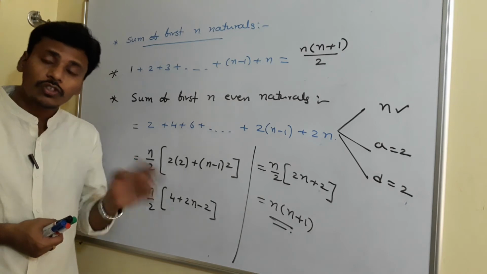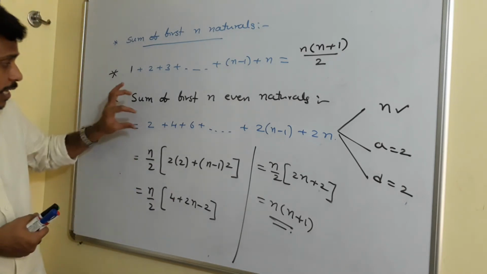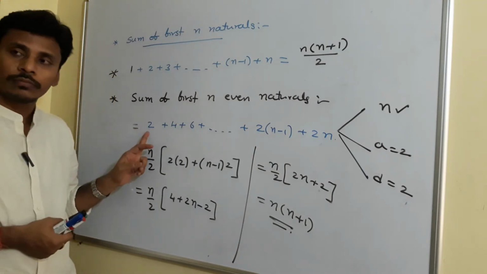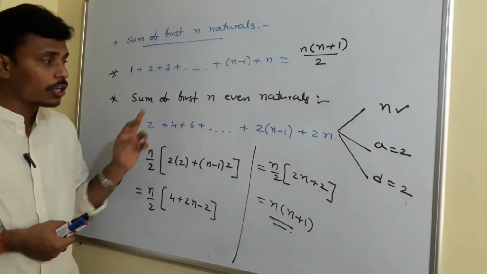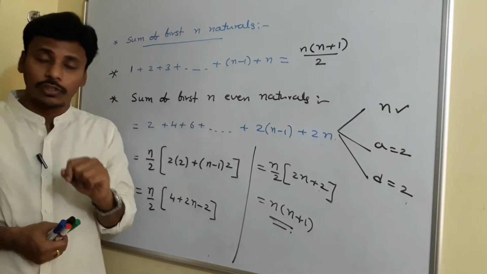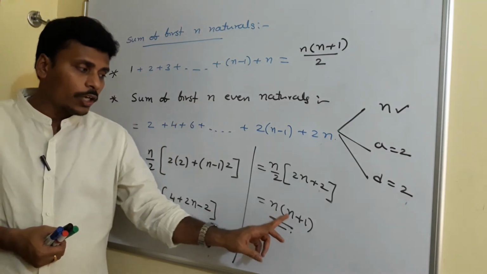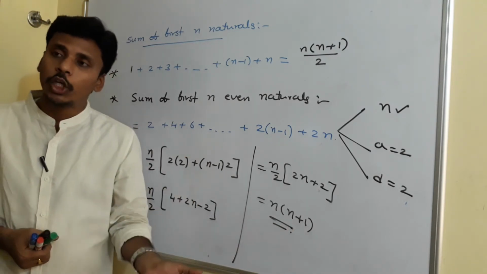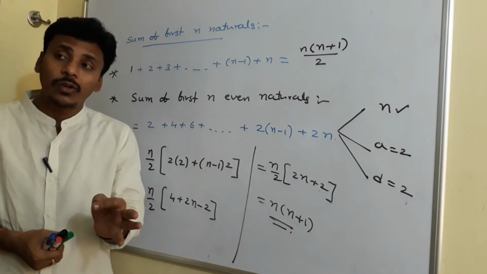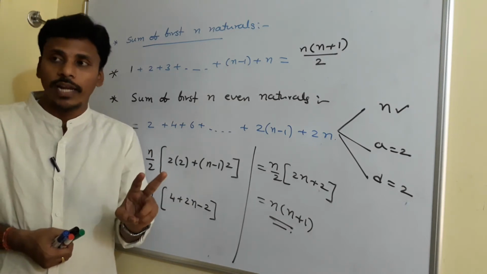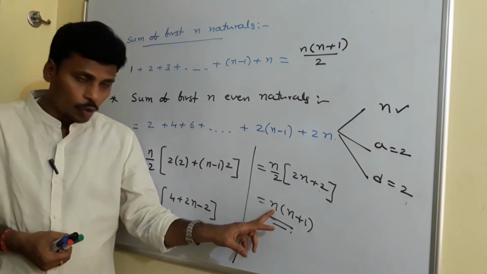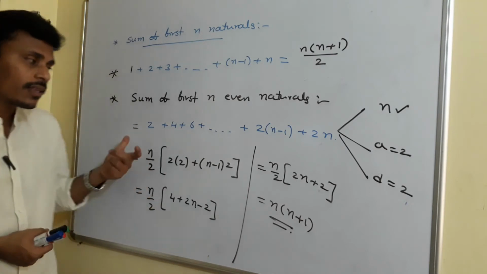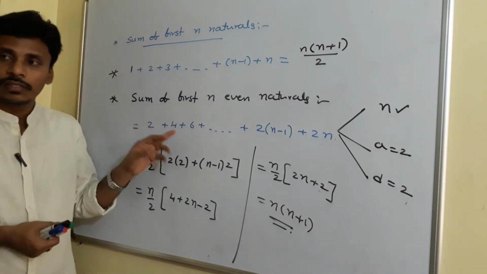As a check, you just go with the trial and error method. For example, if you have only one even natural, what is that one even natural? 2. So replace n with 1, because you are thinking about one even natural. 1 into 1 plus 1 is 2. So the summation is clear. Check with n value 2. If you take n equal to 2, you need to add 2 even naturals. Replace n with 2 here: 2 into 2 plus 1, that means 2 into 3, 6. Now check the sum of 2 even naturals: 2 plus 4 is 6. Balancing, right?